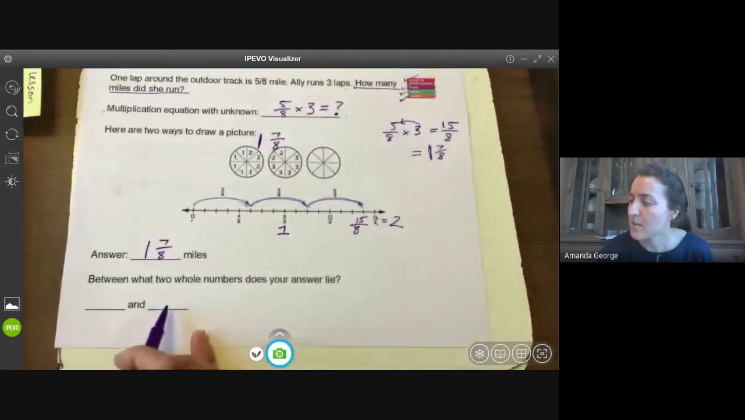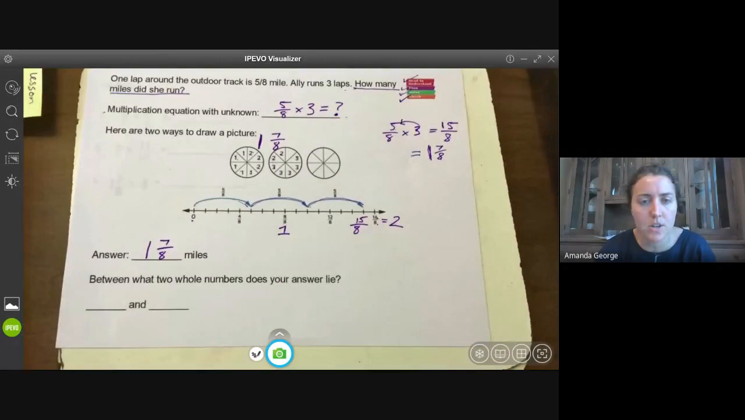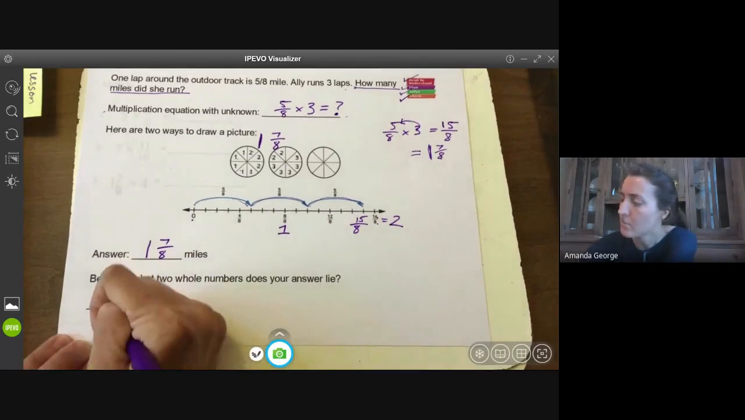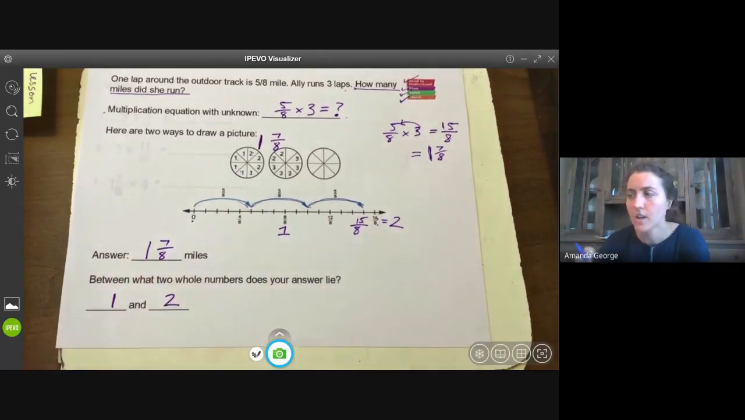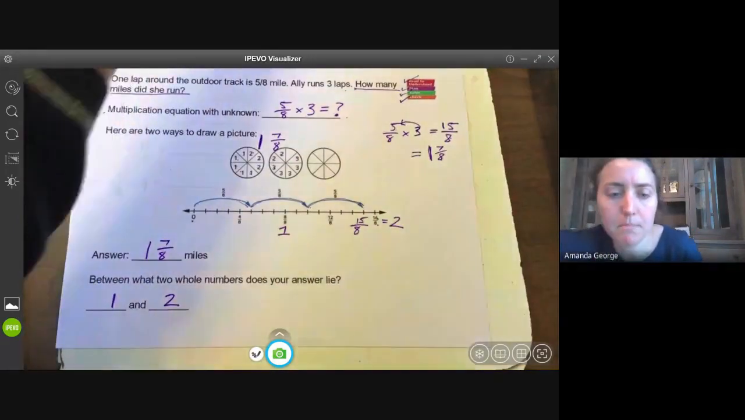Okay, last little bit, between what whole numbers does your answer lie? Good, Carlum, type it in the comments if you didn't already. 1 and 7/8 is bigger than 1 whole, but less than 2. Good job, ladies. Questions about that word problem?